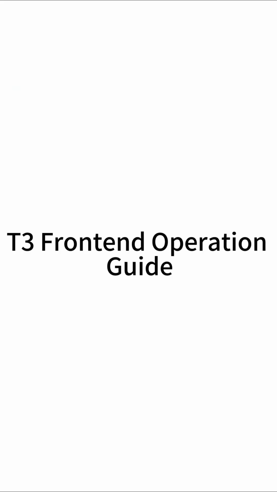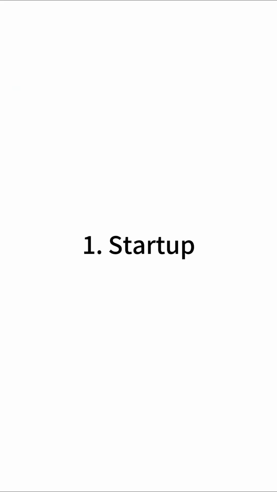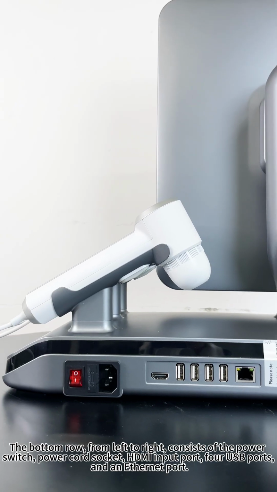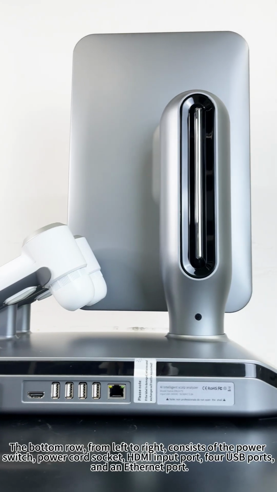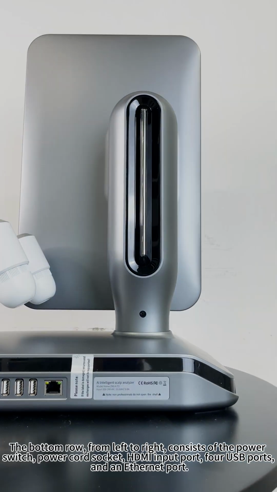T3 Front-End Operation Guide. 1. Startup. The bottom row, from left to right, consists of the power switch, power cord socket, HDMI input port for USB ports, and an Ethernet port.